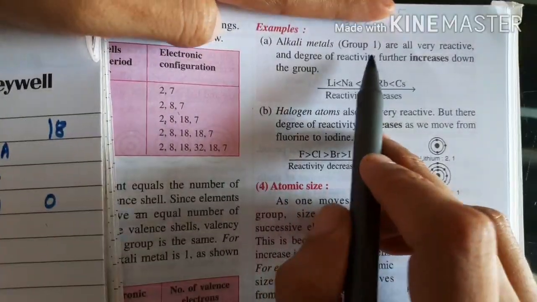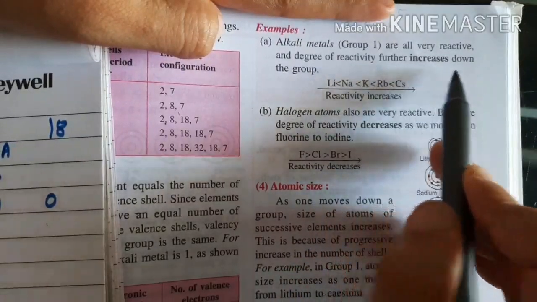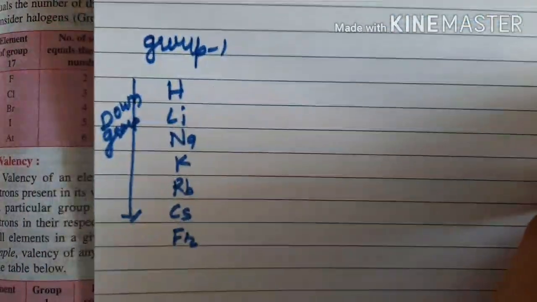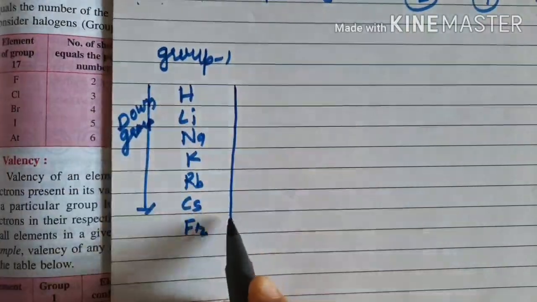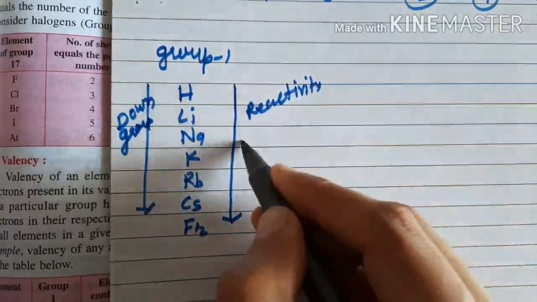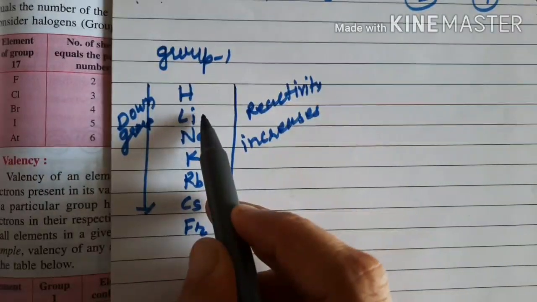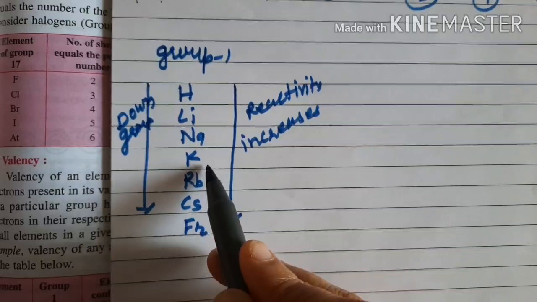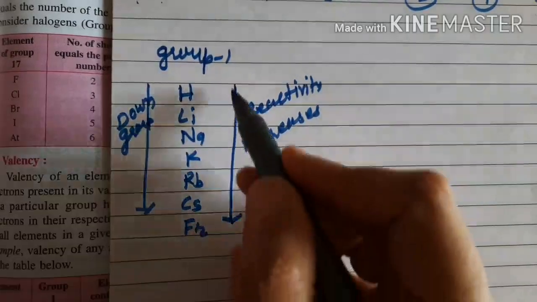Alkali metals, group 1, are very reactive, and the degree of reactivity further increases down the group, which means we can say that from top to bottom reactivity increases. Between lithium and sodium, sodium is more reactive. From sodium to potassium, potassium is more reactive. So francium is the most reactive. So this is the way.